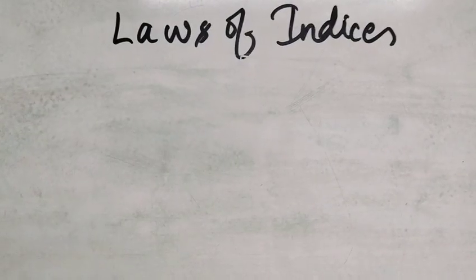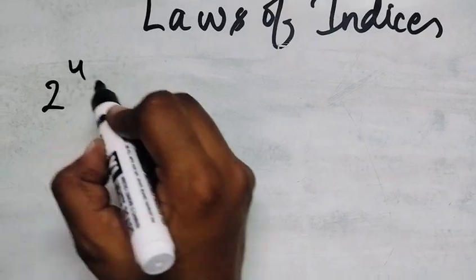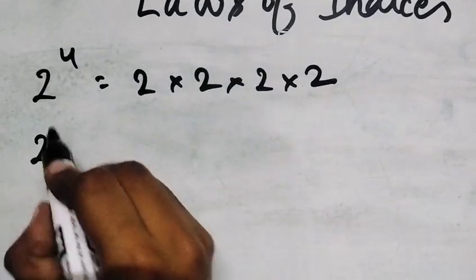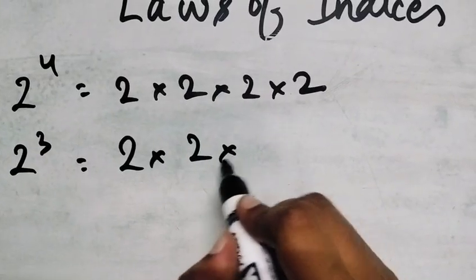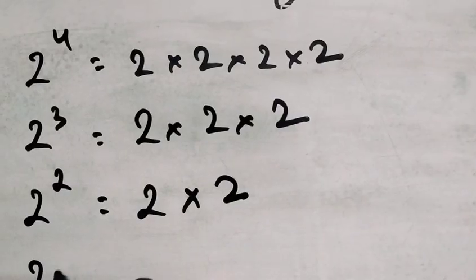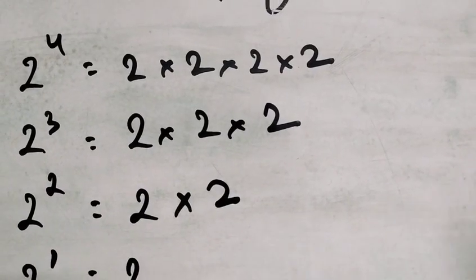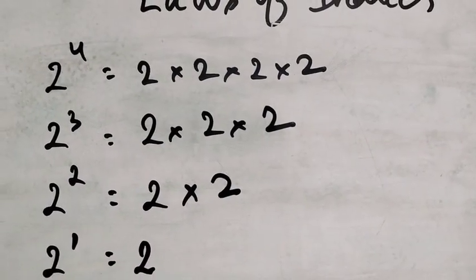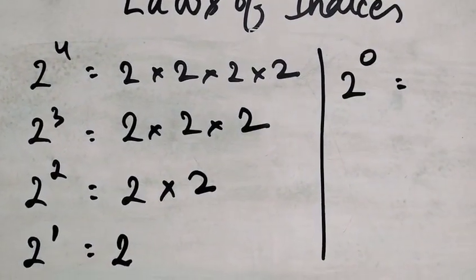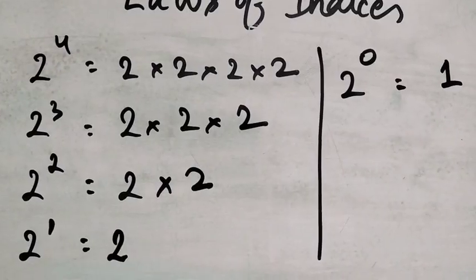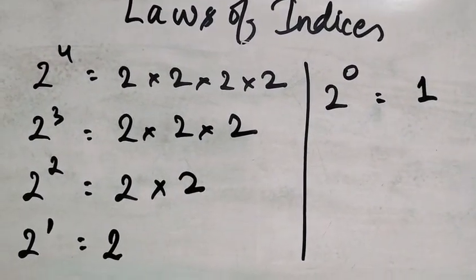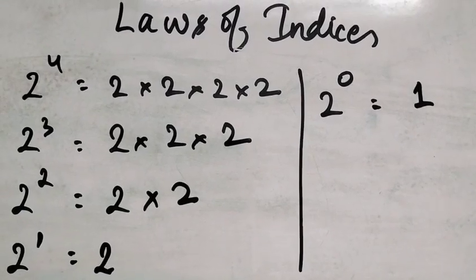To summarize, let's write down again. 2 power 4 is nothing but multiplying 2 4 times. 2 power 3 is multiplying 2 3 times. 2 power 2 is multiplying 2 2 times, and 2 power 1 is multiplying it just one time. From here, if we go to 2 power 0, you're actually multiplying it 0 times, which is what's giving you 1. If you multiply 2 0 times, you actually get 1, as we discussed some time back.